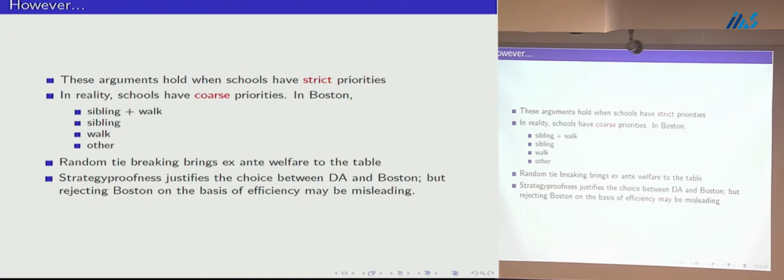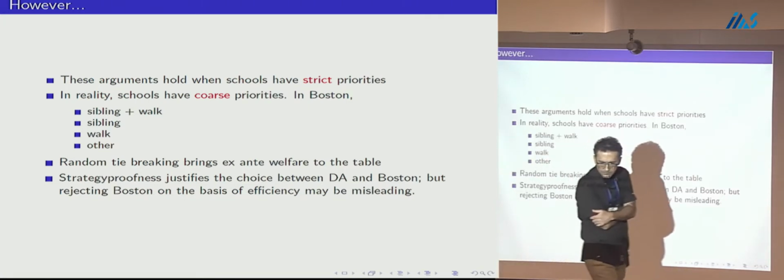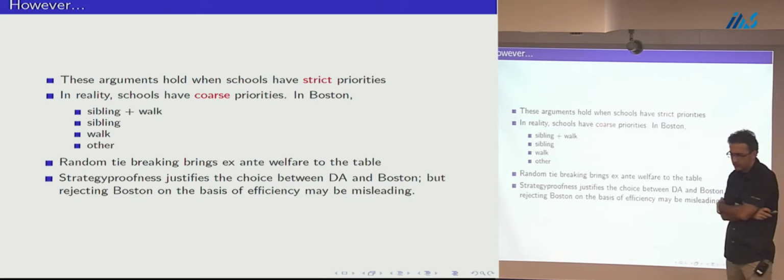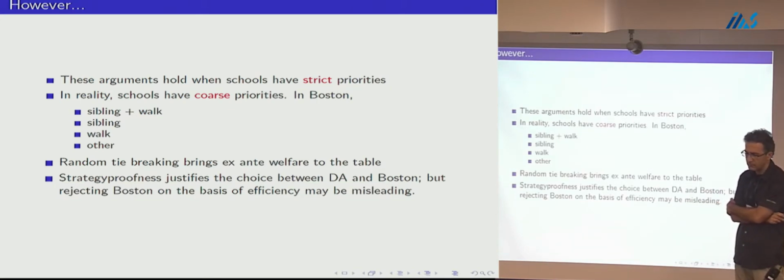Yes? Could you say a bit about where these school priorities come from? Because they seem to be essentially reflecting students' preferences. That is, a student's family is going to benefit if they send their kids to the same school, less transport. They're going to benefit if they don't have to walk so far. So why do we call these school priorities?